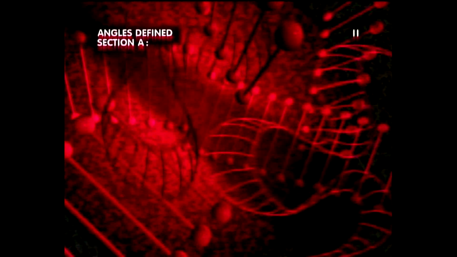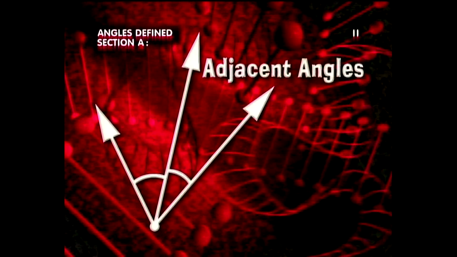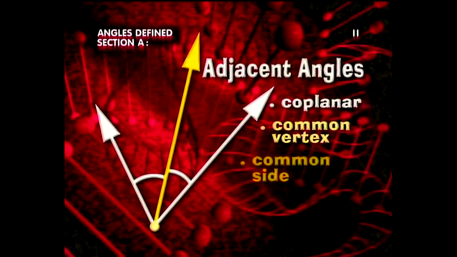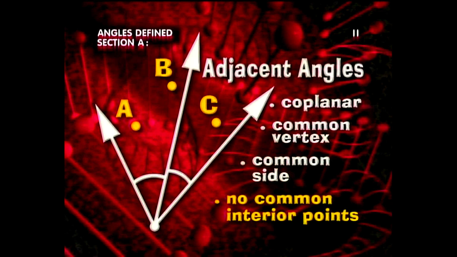Now that we have single angles down, let's look at some pairs of angles that have special names. First, adjacent angles. Adjacent angles are coplanar angles, you know, the kind that lie in the same plane. They have a common vertex and a common side. Since the adjacent angles are touching and not overlapping, they have no common interior points.